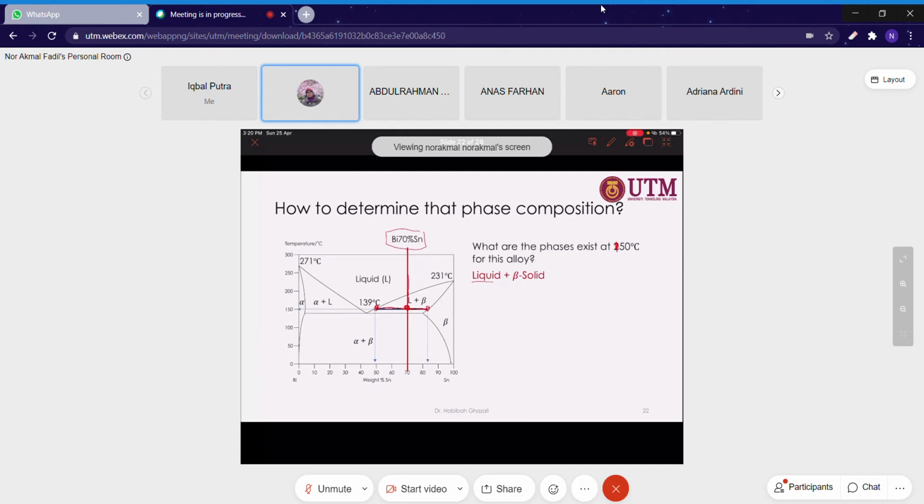When we talk about composition, we write it as C: Cl for liquid and C beta for the solid beta phase. We want to know how many percent of stannum and how many percent of bismuth are inside this liquid. And for the solid beta, we want to determine the composition of stannum and of bismuth inside this beta. This is what is meant by composition.